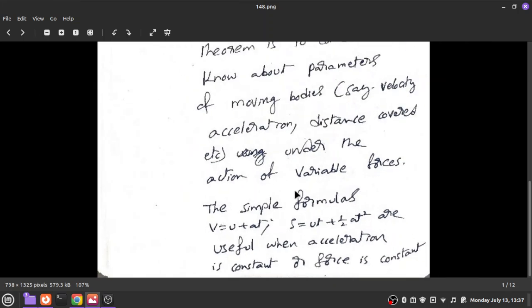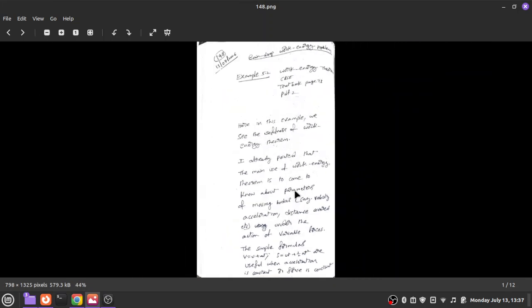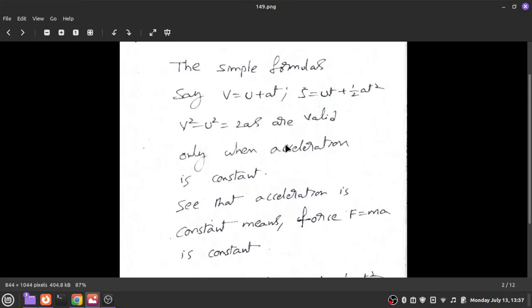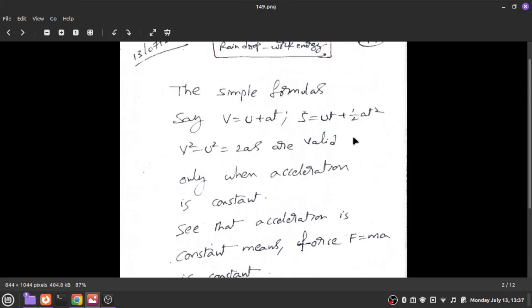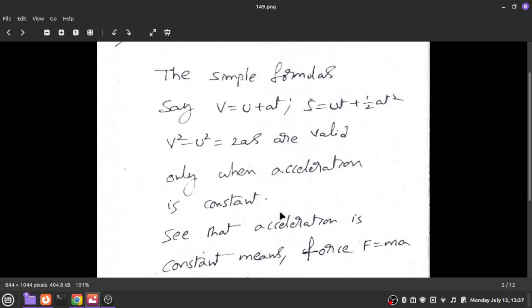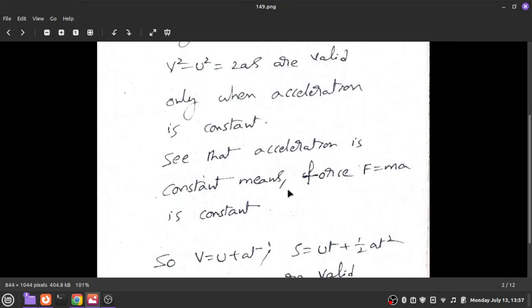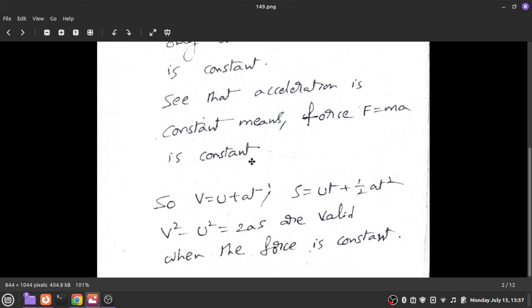But when the force is a variable force, the simple formulas v = u + at, s = ut + half at square, v square minus u square = 2as, are valid only when acceleration is constant. Acceleration being constant means force F = ma is constant. These are valid only when the force is constant.